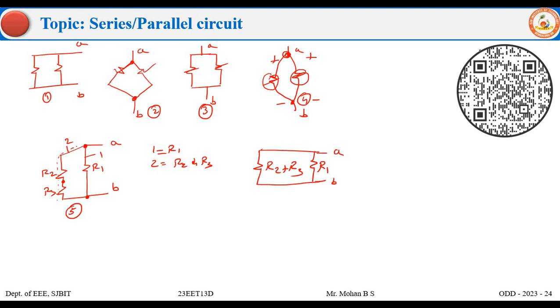Whatever is the voltage across R1, it will be divided based upon the resistance value. As we know by KVL, the current remains the same and the voltage divides. The larger the value of resistance, the more voltage drop. In this way, we can say that R2 and R3 are in series, and that combination is in parallel with R1. So we can simply write this as R2 plus R3, and the two parallel lines indicate parallel with R1. Let's take up one more example.